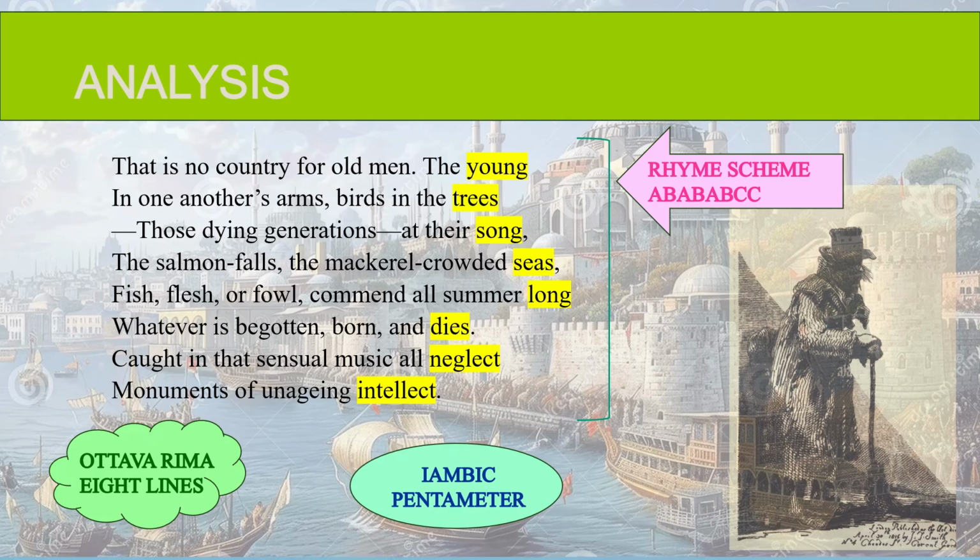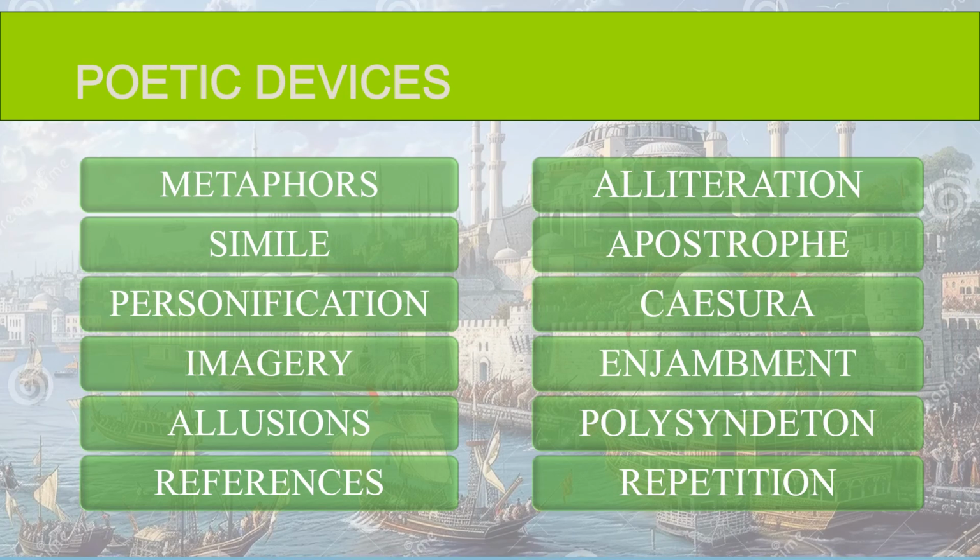The flexibility of the form offered sufficiently large scope and discipline of structure to meet the exacting demands Sailing to Byzantium would make upon it. And they are in iambic pentameter. You can see here: young, trees, song, seeds, long, dies, neglect, intellect. Those are the poetic devices I could find in these.